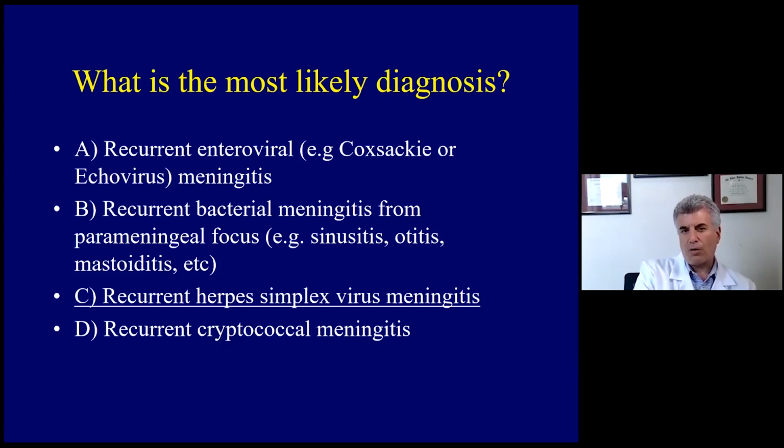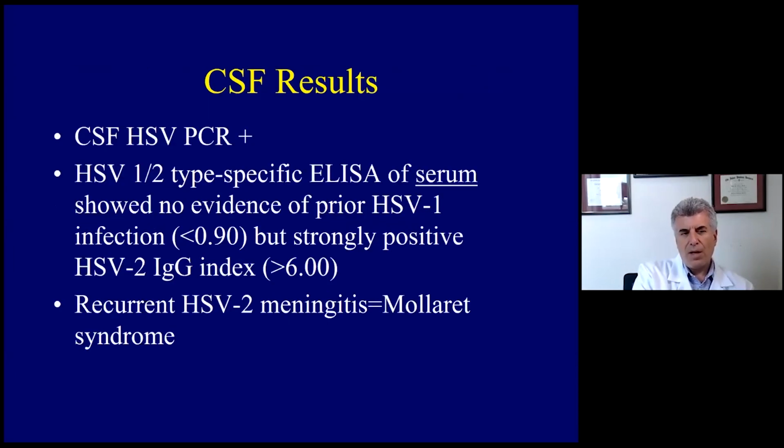And recurrent cryptococcal meningitis, fungal meningitis, typically you see a lymphocytic predominance, which we saw, but it's often associated with a low glucose. And in his case, it was normal. So the correct answer here is HSV meningitis. And in fact, his CSF HSV PCR was positive, and that's how the diagnosis was made. Serologic testing, antibody testing, showed that he was negative for HSV1, but he had a positive HSV2 IgG, which we would expect in someone with a history of HSV infection. This recurrent HSV2 meningitis is referred to as Mollaret syndrome.